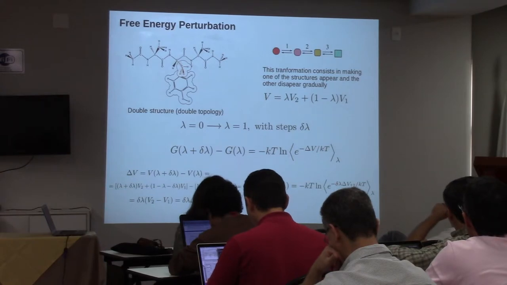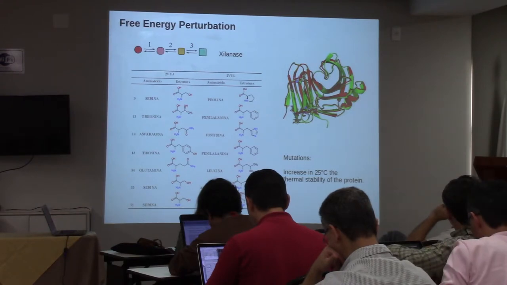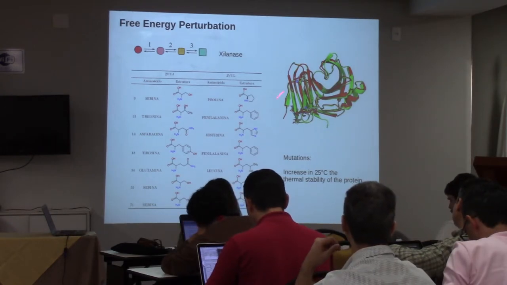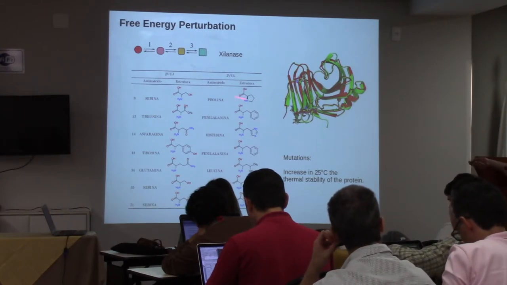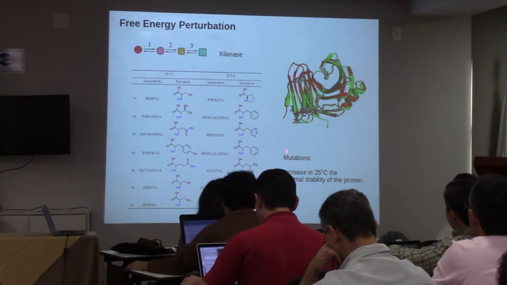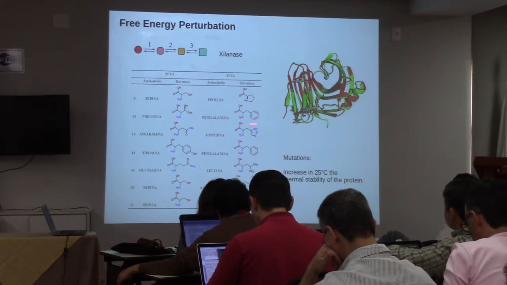This is the essential concept of free energy perturbation. So I'll be very brief here. This is an example that Mariana, my student, is working on. She will present something about this in the hands-on this afternoon. So this is a xylanase, and there are a lot of mutations in this xylanase that increase the thermal stability of this protein. So for example, this is a serine that is mutated into proline, and there is a threonine that is mutated into phenylalanine, and so on.